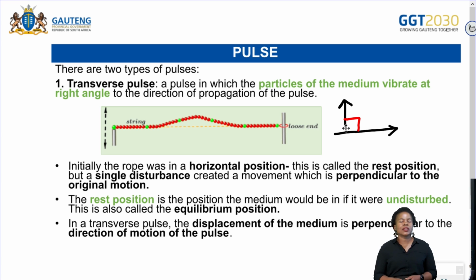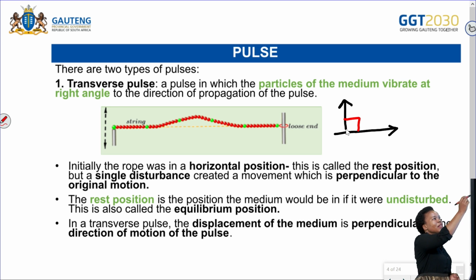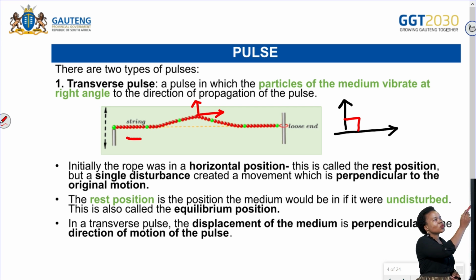All right. So initially, the rope was at rest, in a horizontal position, which we call the rest position. But a single disturbance created a movement perpendicular to the origin of motion. That is why, as you can see, the rope is shifting up a little bit. However, the propagation of the pulse is going in that direction. When we refer to the rest position, we mean that it was just horizontal.